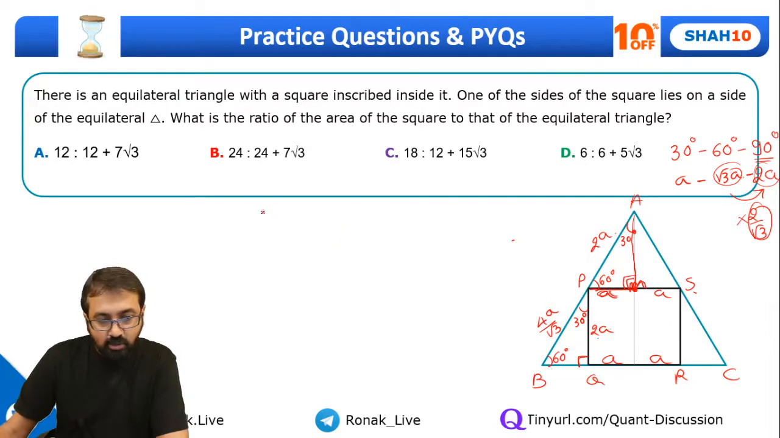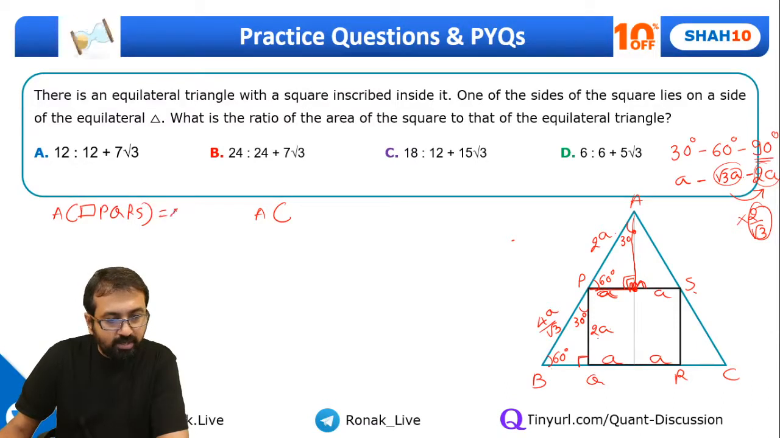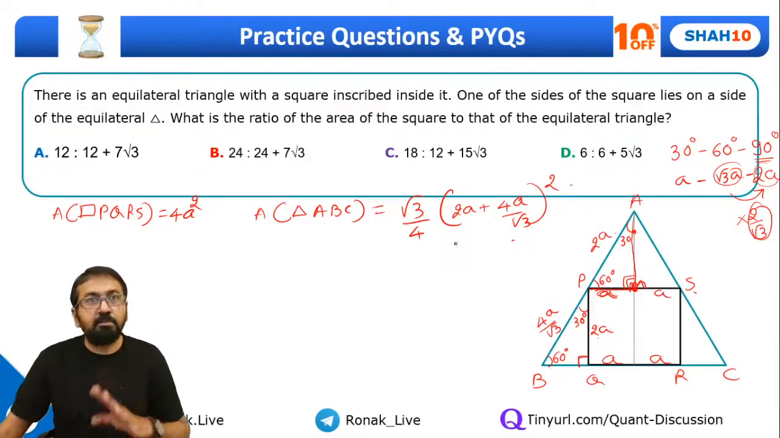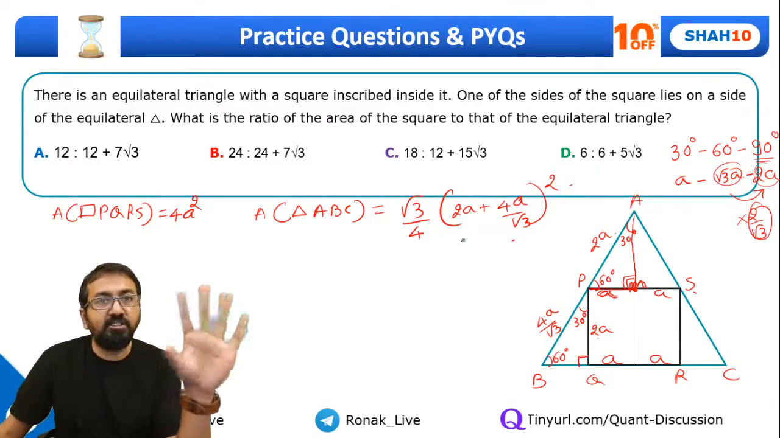So let me find out the area of the equilateral triangle, because we know the area of quadrilateral PQRS is 4A square. Now what we need to do is find the area of triangle ABC, which is equal to root 3 by 4 into side square. And what is the side? 2A plus 4A upon root 3, whole square. Correct? Now let's simplify this. The main thing is simplifying this.